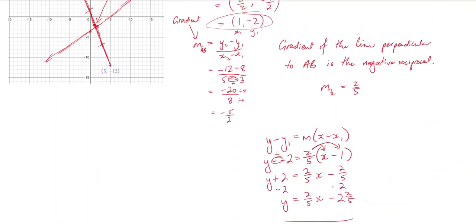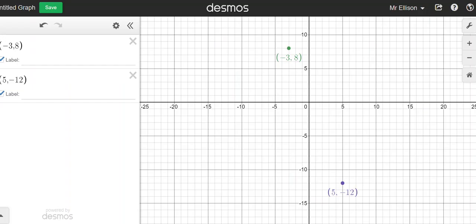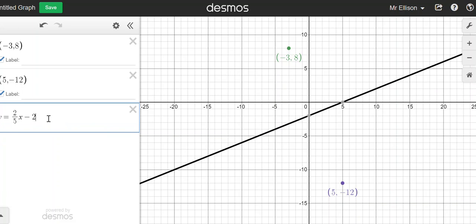If I just check whether that's a reasonable answer, let's have a bit of a look. I was a little bit off earlier. So if I work out roughly perpendicular, it looks like we're going across 5 for every 2 up we go, and it looks like it might pass through negative 2 2/5. I'm just going to quickly show on Desmos. That's where I've got those 2 points, and let's enter in the equation to see whether it looks right. Desmos, y equals 2 over 5x, minus 2 and 2/5. Now 2 2/5 is 2.4.